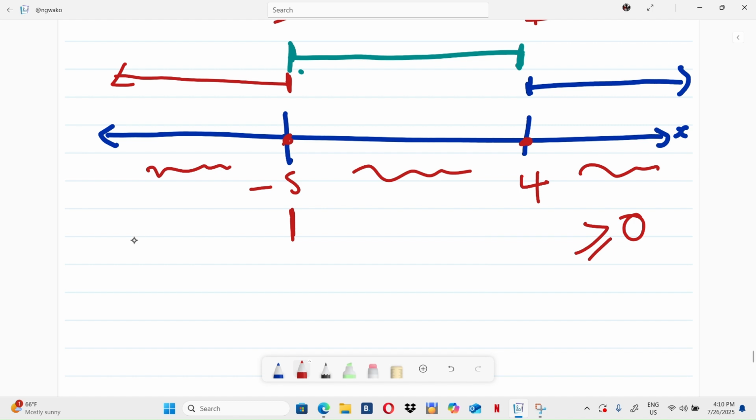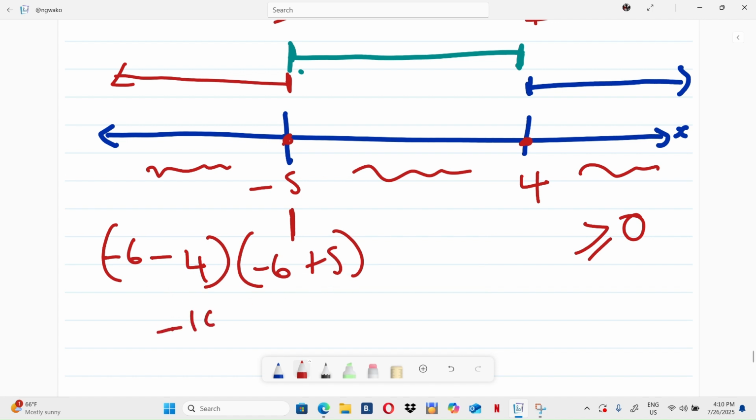Now we come to this point, we say, okay, let's substitute any values that are less than 5. We substitute minus 6: minus 6 minus 4, then minus 6 plus 5. What does it give us? Minus 6 minus 4 gives us minus 10. Minus 10 times here, minus 1. We get what? 10.